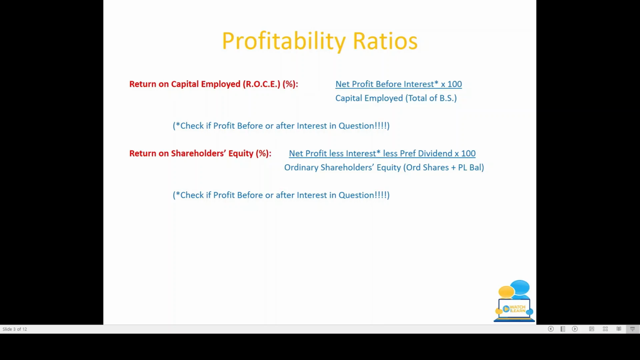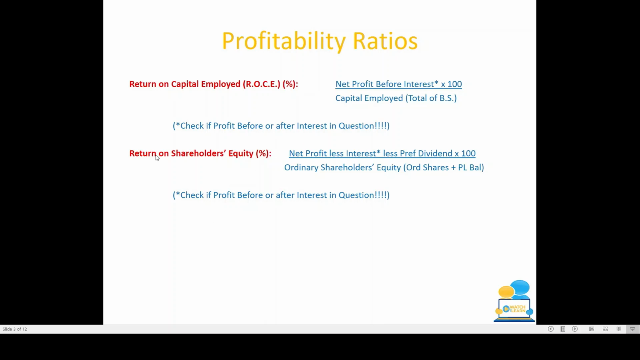Usually net profit is after interest, so if that's the case, we have to add back the interest to get the net profit before interest. And this is nearly always the case. I think the one exception I can remember is in the 2012 paper when the net profit was actually before interest. So that's important, and again we'll see this net profit before interest in a lot of the ratios, so you always have to check is the profit before or after interest, and usually it's after interest, so to get before interest you add back the interest. We're going to put that over capital employed, which is just the total figure of our balance sheet, and multiply by 100 to get our answer as a percentage.